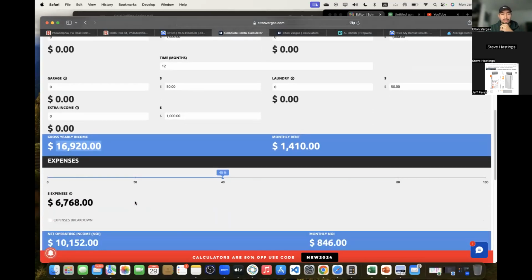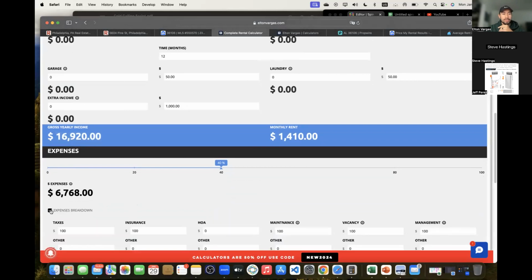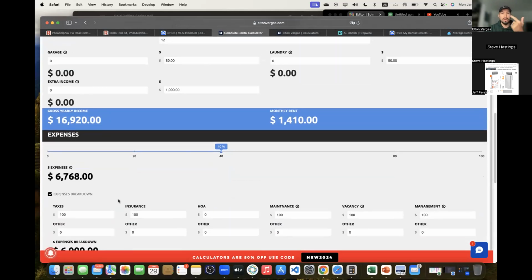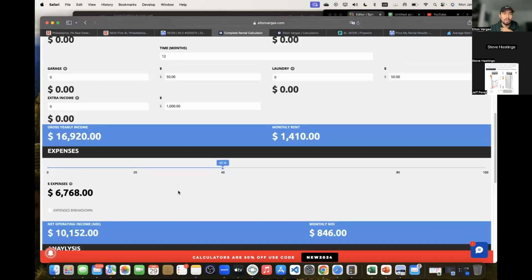Now, here come my expenses. I can break down my expenses one by one: taxes, insurance, HOA, maintenance, vacancy, management. Or I'm gonna play it safe with my rule: stick to like 40%. If you're an investor, try investing outside of your area, stick to like 40%.